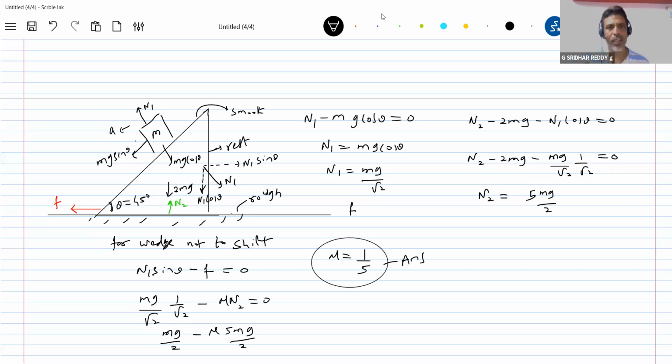So slowly try to focus on the problems. If there is friction between the wedge and the ground, or friction between the block and the wedge, take this one. In Pathfinder, questions are there. Today you can work out based on the questions. There are 1, 2, 3 problems where there's friction between block and wedge. Try it. On Friday and Saturday, I'll discuss questions from Pathfinder. Very good ideas are there, but you need time. Not like by seeing you'll get the answer.